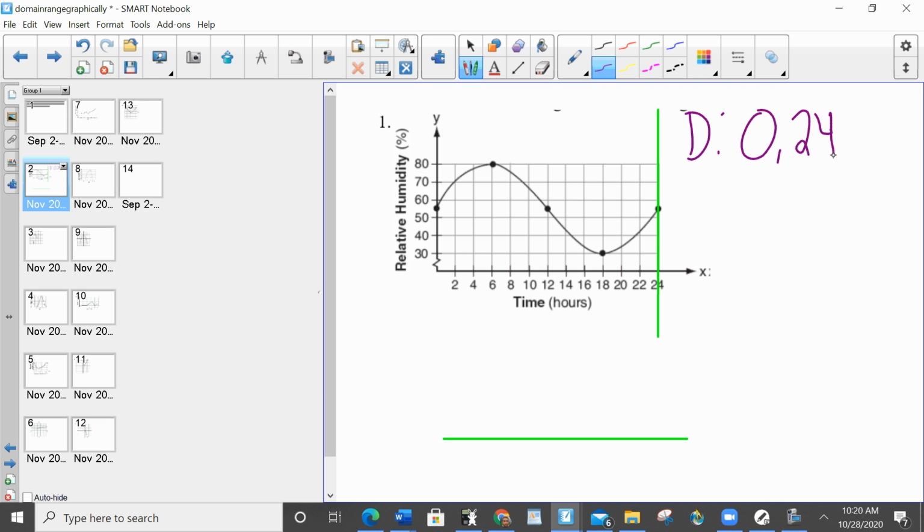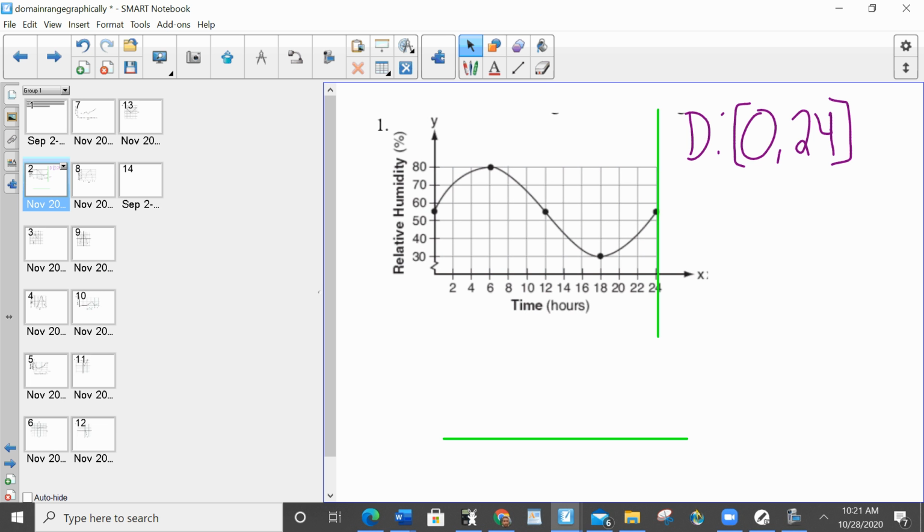Since 0 and 24 are included, I'm going to put brackets. That is my domain. Now, we're going to keep everything in interval notation for now. We're not going to worry about set builder notation because that's something to deal with another time.